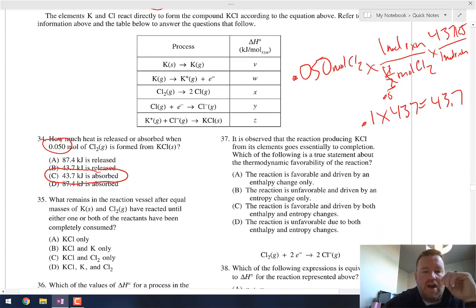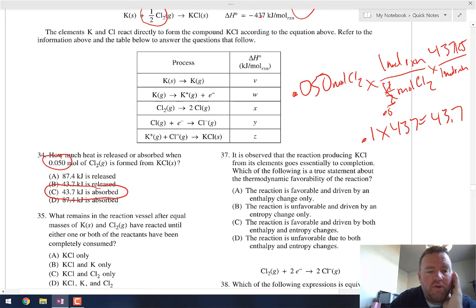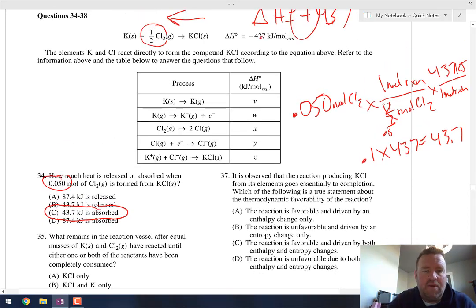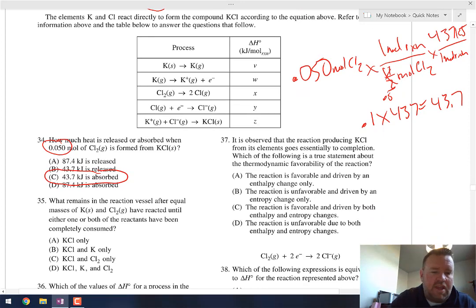Okay, number 35. What remains in the reaction vessel after equal masses, not equal numbers of moles, but equal masses of potassium and chlorine have reacted until either one or both of the reactants have been consumed? We know that KCl is definitely one of them. So really it's just a question of which one of those two is going to run out first.